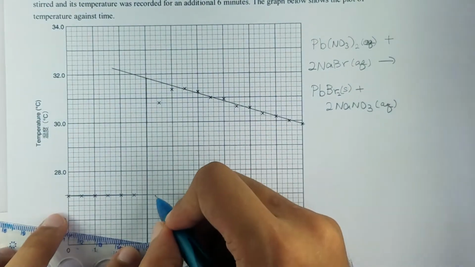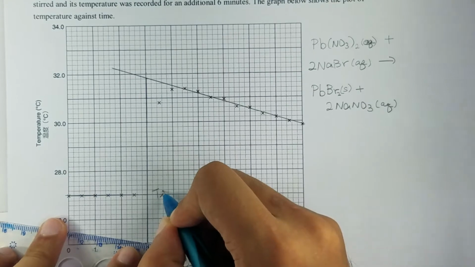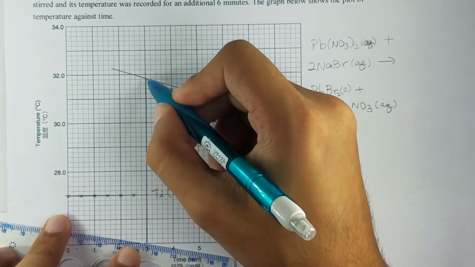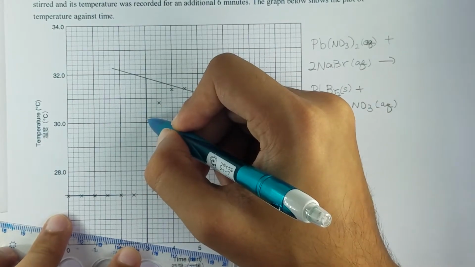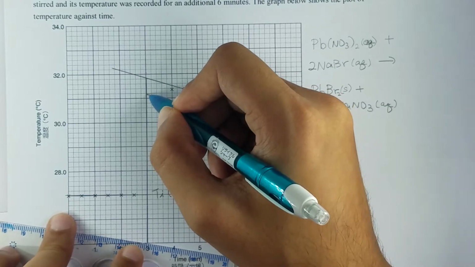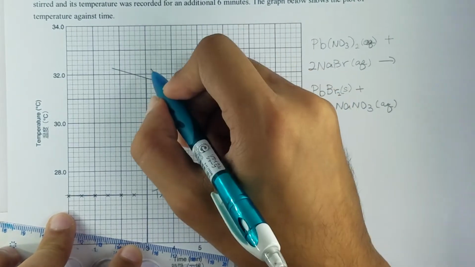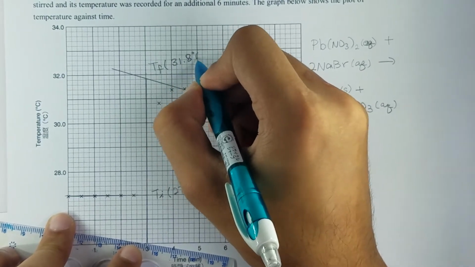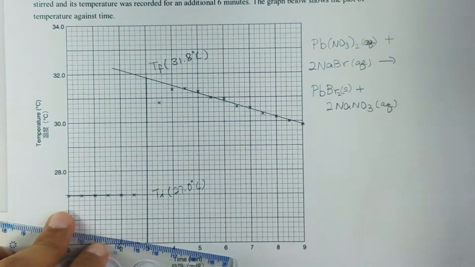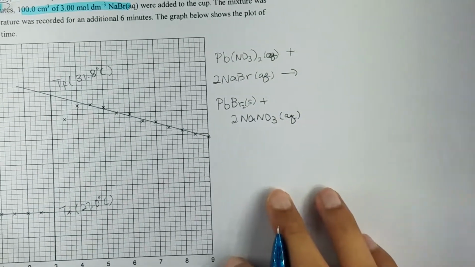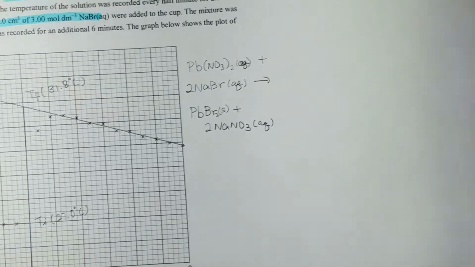So the initial temperature is 27 degrees, whereas the final is, so each box represents, 31, so each box represents 0.2. So 2, 4, 6, 8. So we get the final temperature as 31.8 degrees Celsius. So the answer to question B at the bottom is 31.8. Now we have all the information, so we move on to question C.